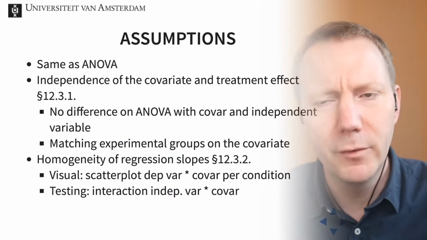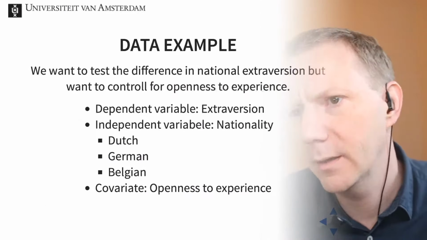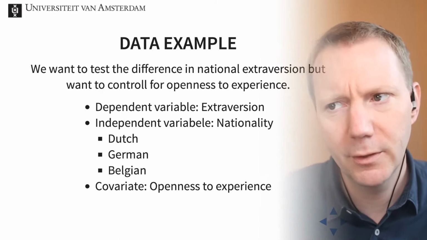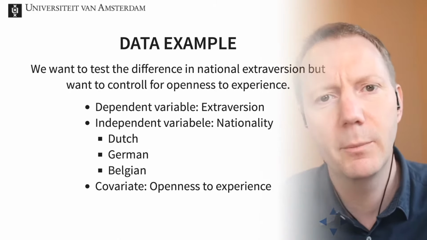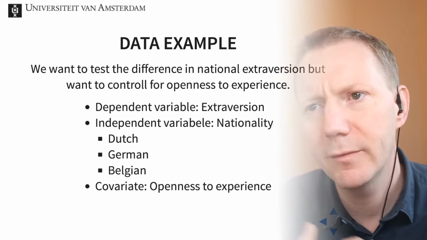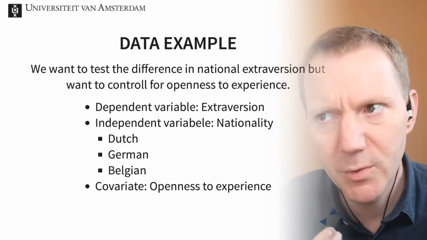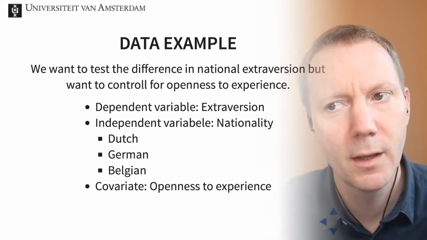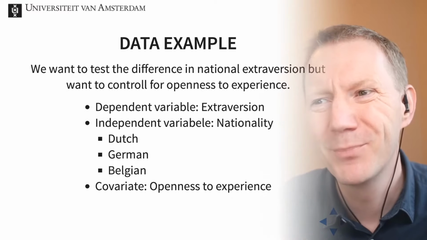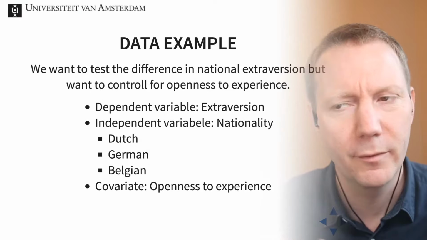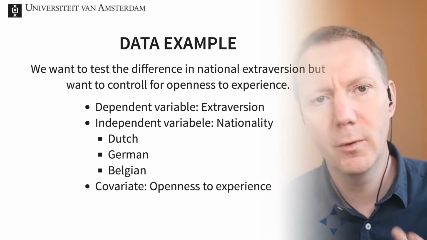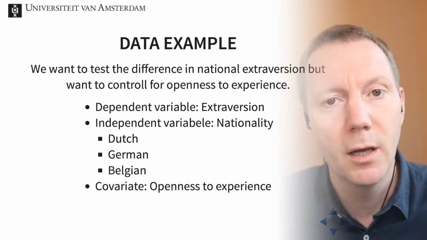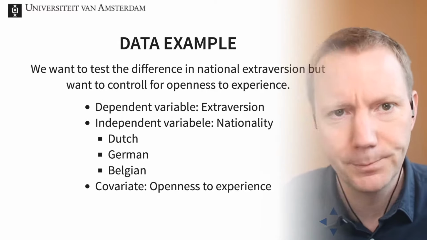we have to think about a few assumptions, and maybe I'll look into the example first, and then we'll think about what that implies for the assumptions. So we could, for example, want to measure extraversion, extraversie in Dutch, for Dutch people, for German people, and for Belgian people, and we want to know if there's a difference in the amount of extraversion on one of the big five scales.